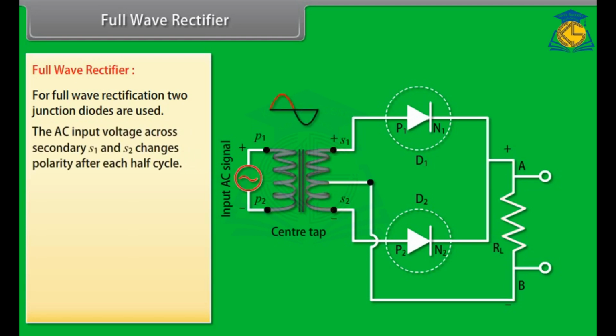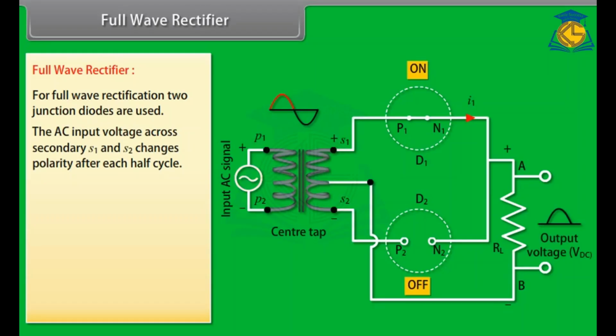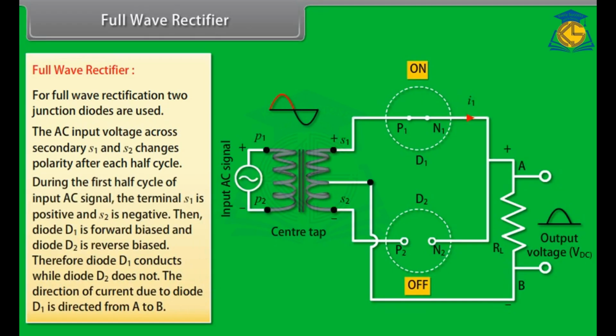The AC input voltage across secondary S1 and S2 changes polarity after each half cycle. During the first half cycle of the input AC signal, the terminal S1 is positive and S2 is negative. Then, diode D1 is forward biased and diode D2 is reverse biased. Therefore, diode D1 conducts while diode D2 does not. The direction of current due to diode D1 is directed from A to B.